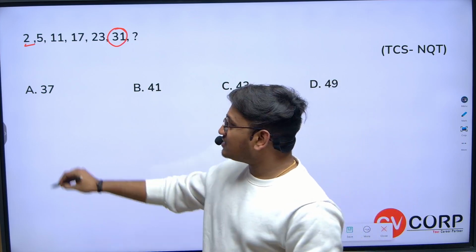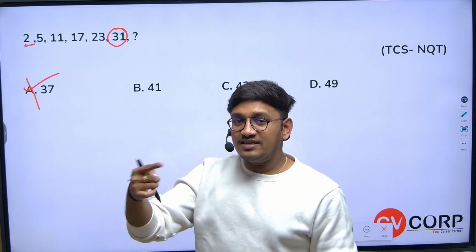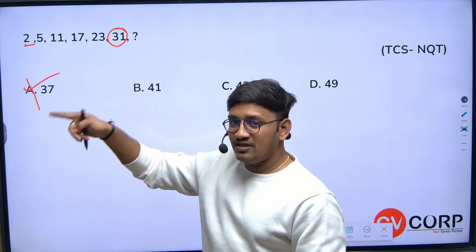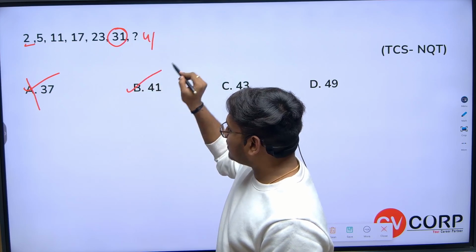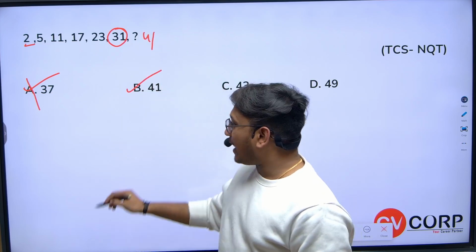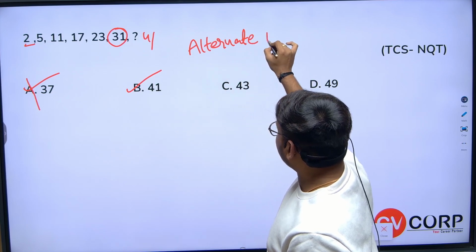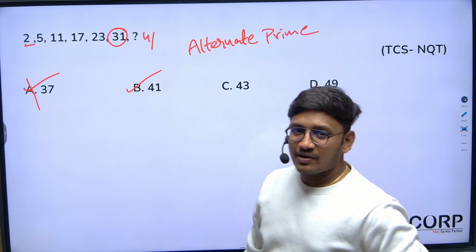So can I say 37 is correct? No, because the logic here is alternate prime number. After 31, 37 should be missed, and what comes after 37 is 41. So the correct answer is 41, because the pattern here is the alternate prime number logic.